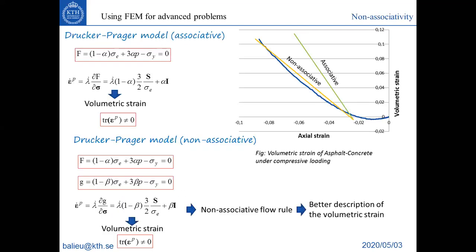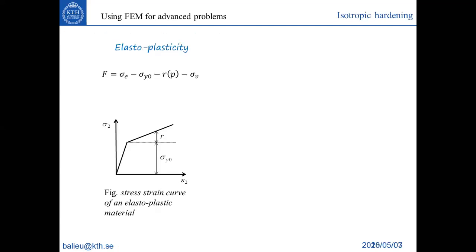Yes, so that's it for the advanced yield surface. Now I want to discuss a little bit about viscoplasticity. How can we extend the theory of elastoplasticity that we went through last week into the viscoplastic case?